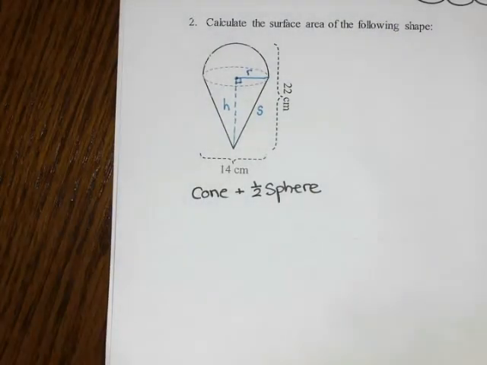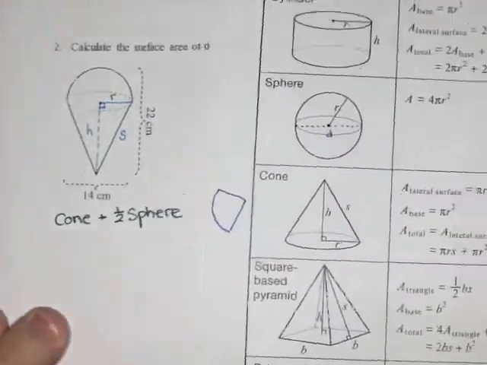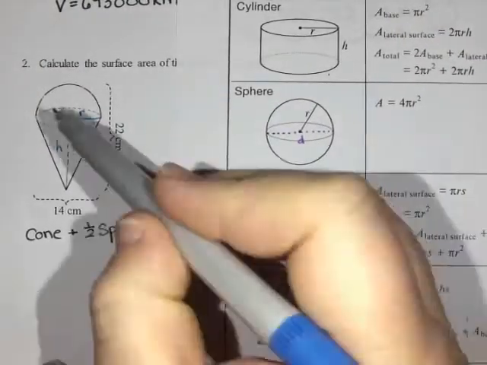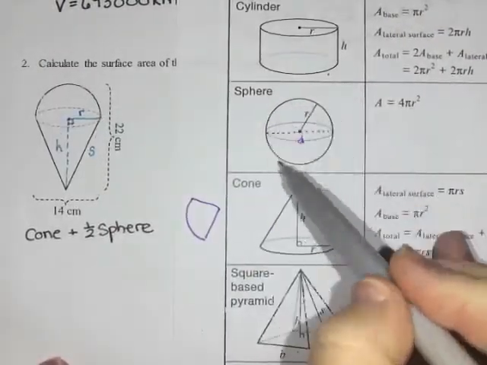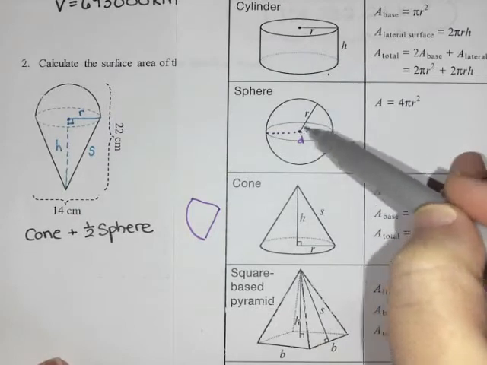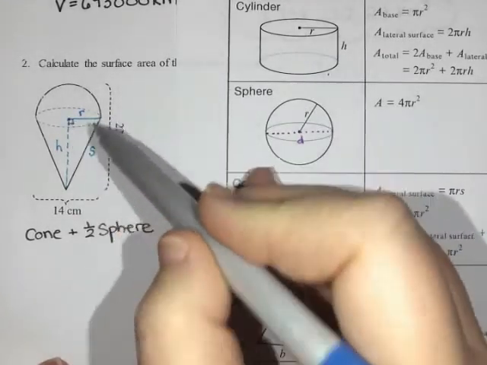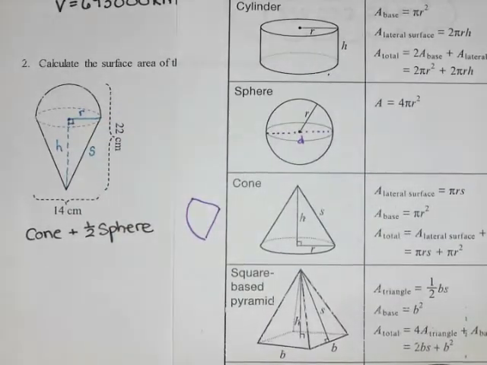Okay, the other part is the sphere. So I notice it's only half of a sphere. The only dimension that our sphere really has is a radius, and that's already been marked when I did the cone. So first thing I need to do after that is I need to try to figure out what the length of each side actually is.